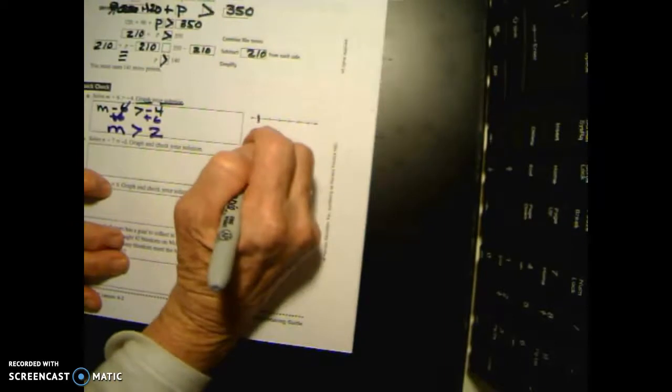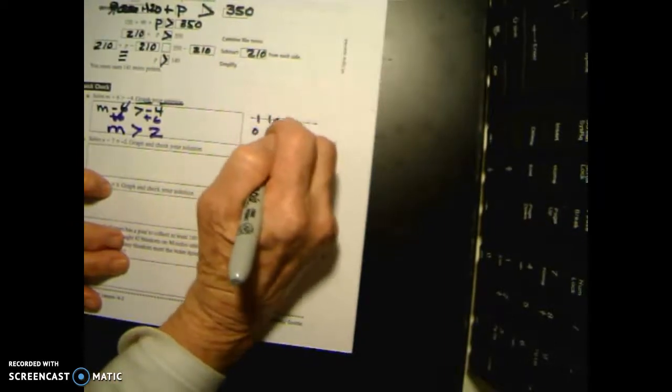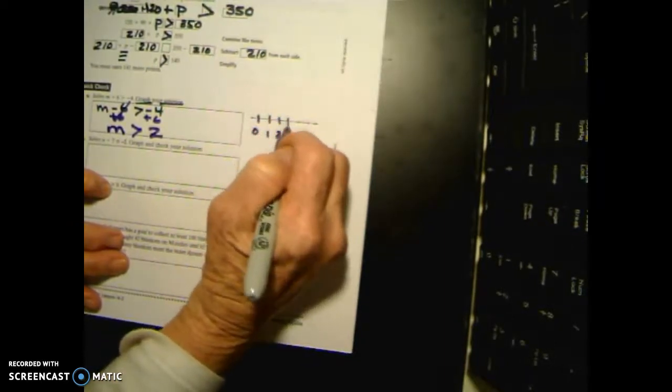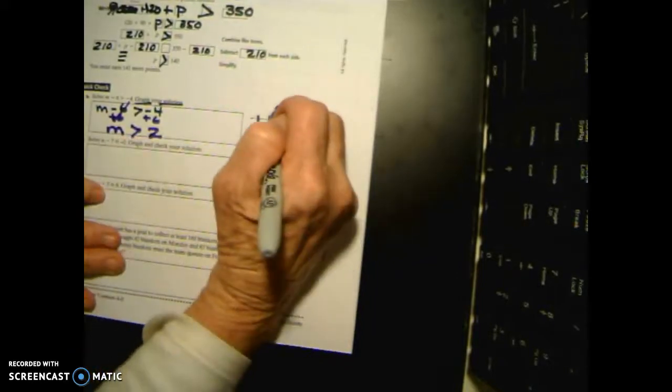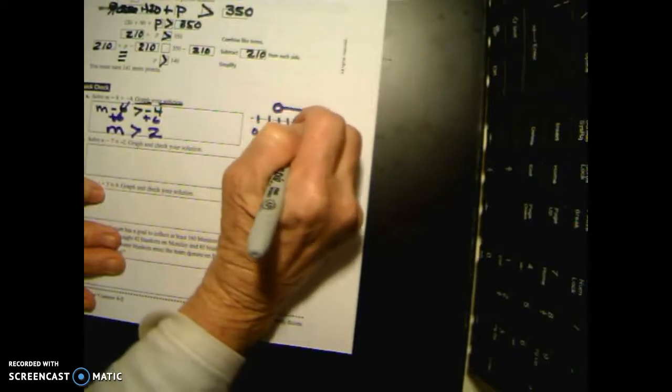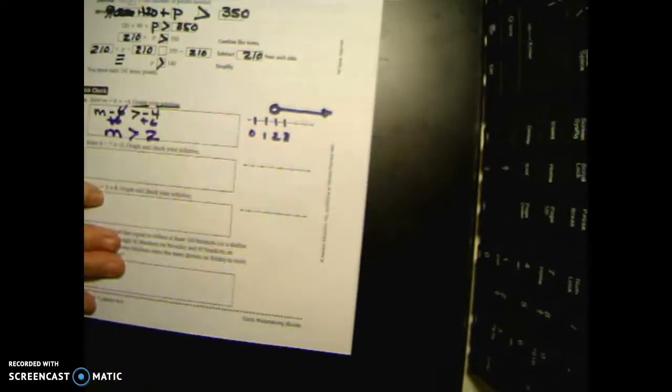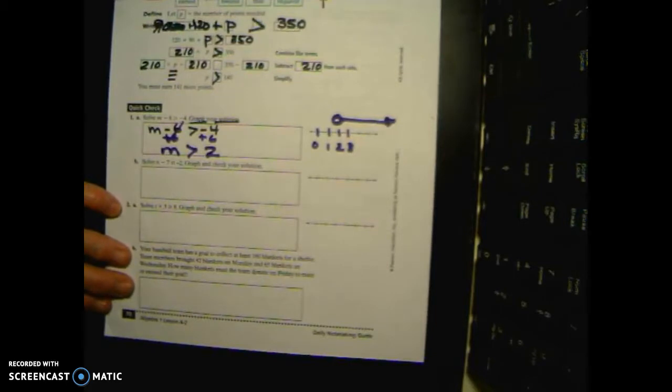I go over to my number line, and I can start a number line anywhere I please. So I'm going to say this is 0, this is 1, this is 2, this is obviously 3. M is every number greater than 2, but it doesn't include 2 because I don't have an equal sign. So remember, we use an open circle. M is every number greater than 2. So it goes off into infinity, and your graph looks something like this.